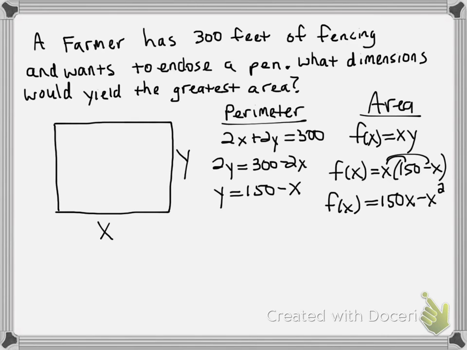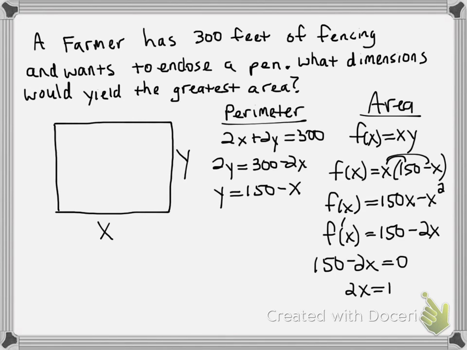And since we want to maximize, we do have to figure out our derivative, set it equal to 0, and just make sure that the value that we find maximizes it. So I'm going to take my derivative. I get 150 minus 2x. I'm going to set that equal to 0. You're going to find out 2x is equal to 150 and x is equal to 75.